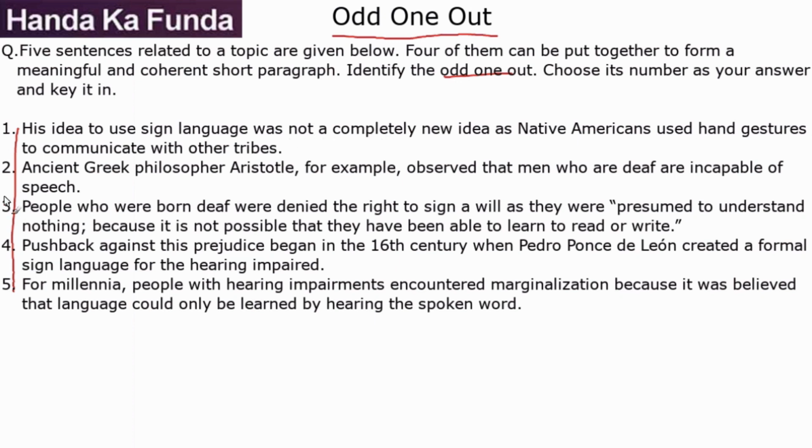Say, for example, if you think that 3 is the odd one out, then 1, 2, 4, and 5 should form a paragraph. Also, it is not necessary that the order of the sentences in the paragraph will be 1, 2, 4, 5. They could be in any order. The correct order might be 2, 4, 5, 1. Please note that in these questions, finding out the order is not your job. Your job is just to find out the sentence that does not fit.